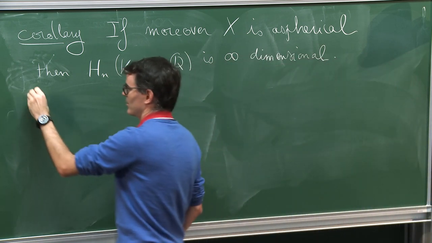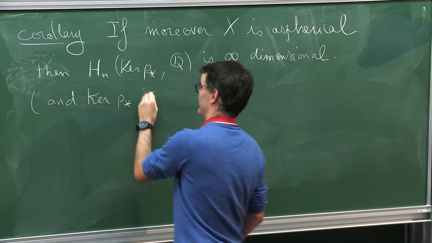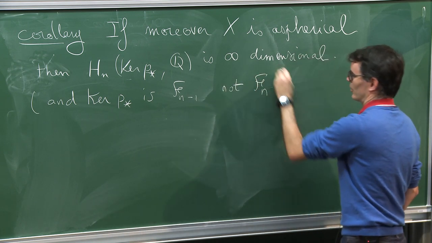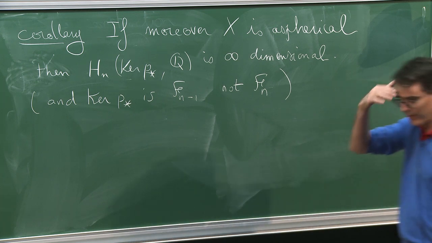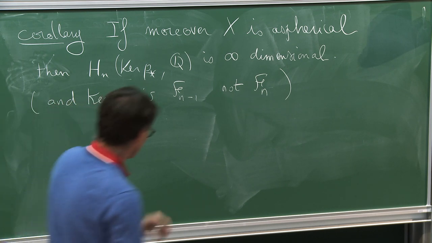And actually, this kernel is F n minus 1, not Fn. So not Fn follows from this homological affirmation, and Fn minus 1 will follow from what I will say soon. But the fact that it's Fn minus 1 is not original. I mean, it was already known to Dimca, Papadima and Suciu. Okay, so let me explain quickly the proof.